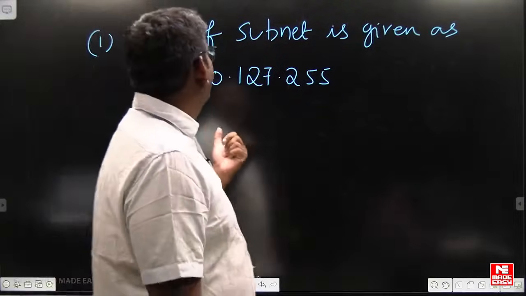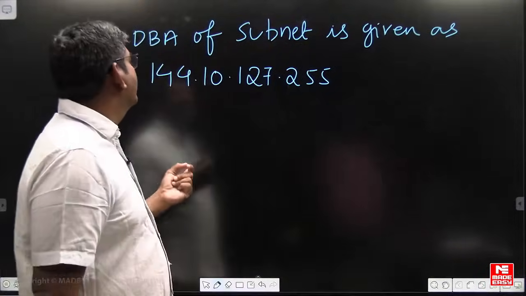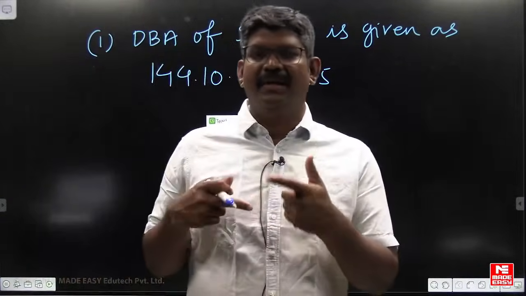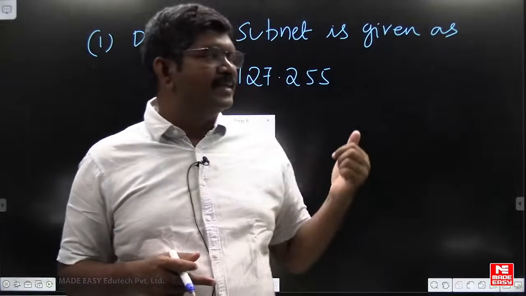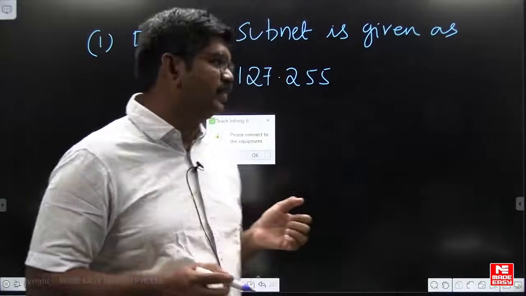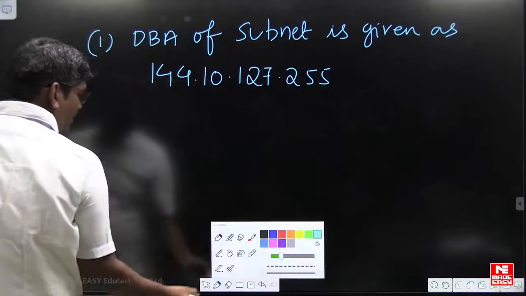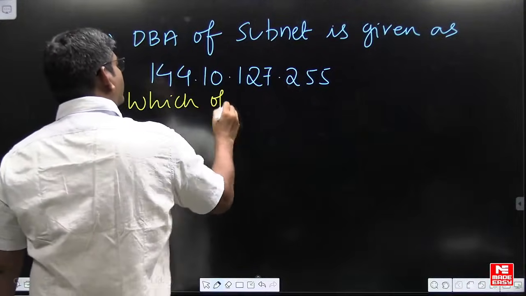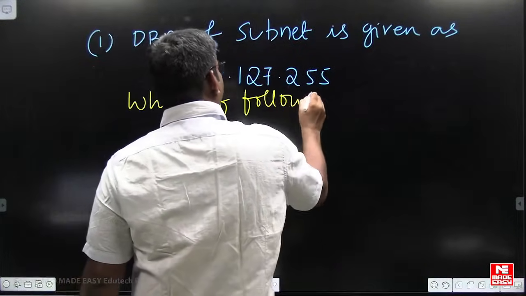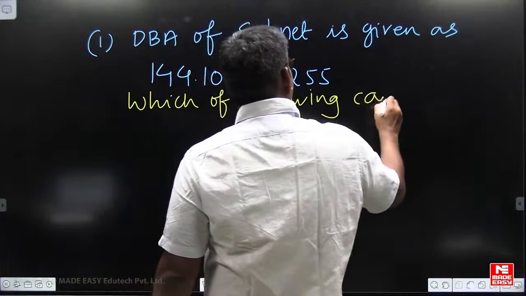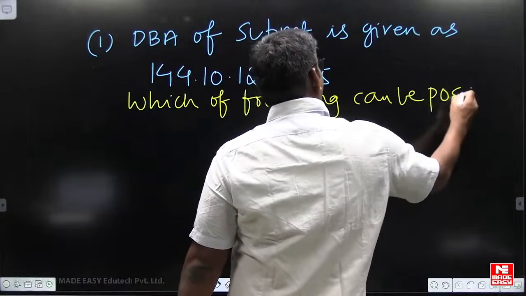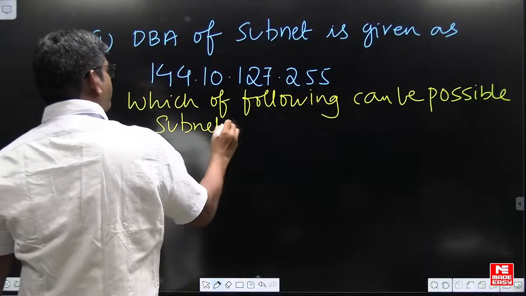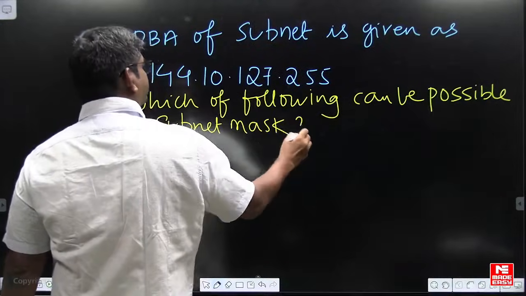Okay, now see, this is the query they have given. DBA of a subnet is given as 144.10.127.255. So this is a regular type of question used to ask. See, for the DBA, host bits should be continuous ones. So what are the different options they are asking? Which of the following can be a possible subnet mask? So please try this question.